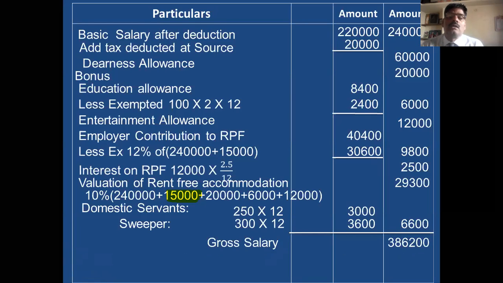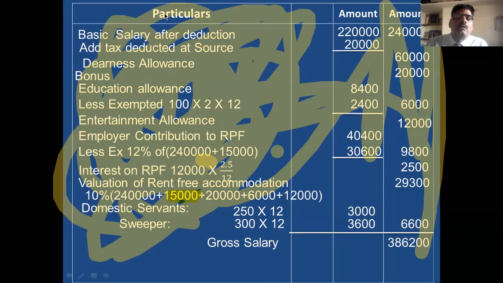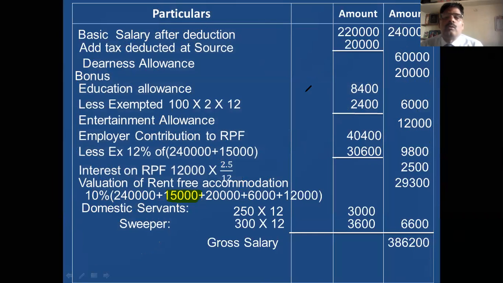First is standard deduction under section 16, subsection 1A, 50,000 rupees maximum or actual salary, whichever is less. Second is entertainment allowance for a government employee. He is not a government employee, so that exemption is not available. And third is tax on employment, that is not given in the problem. Therefore, you give only one deduction. So that deduction is the standard deduction.